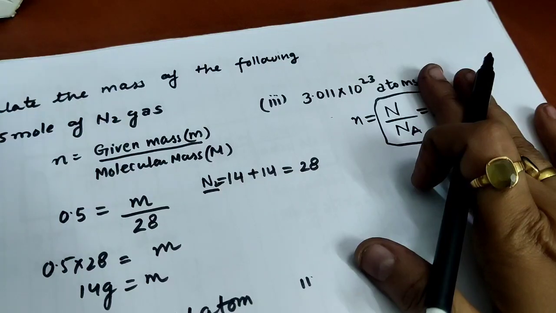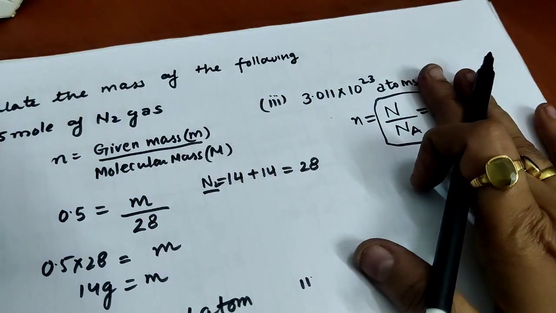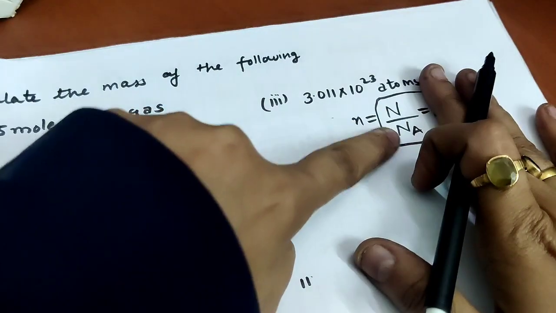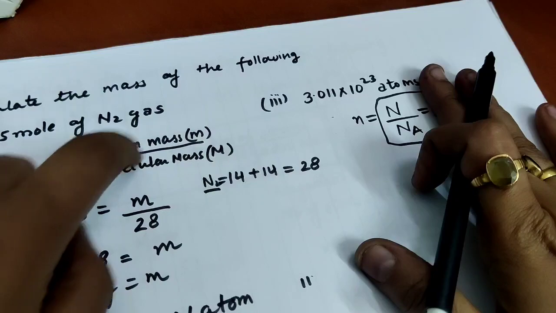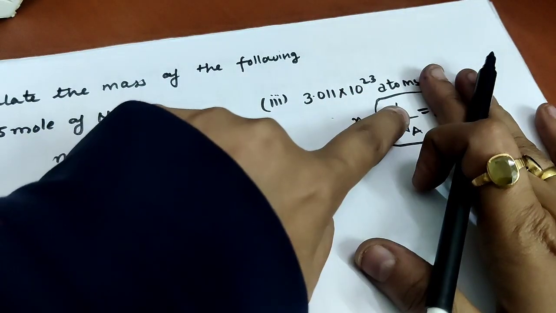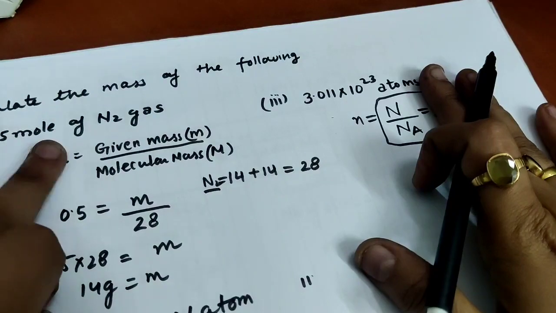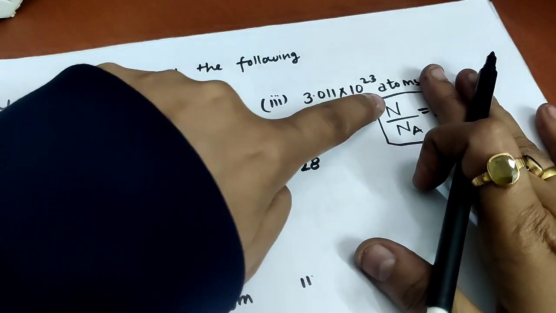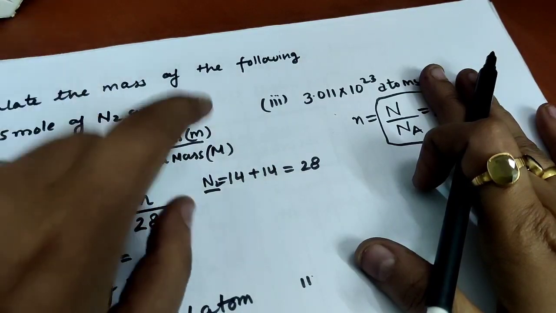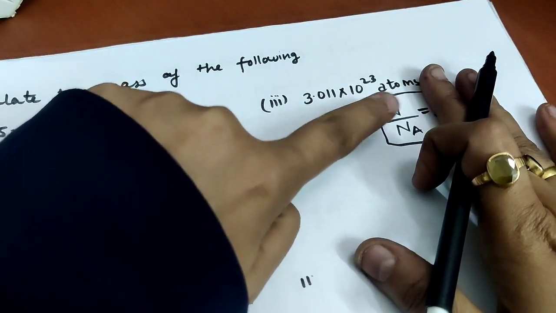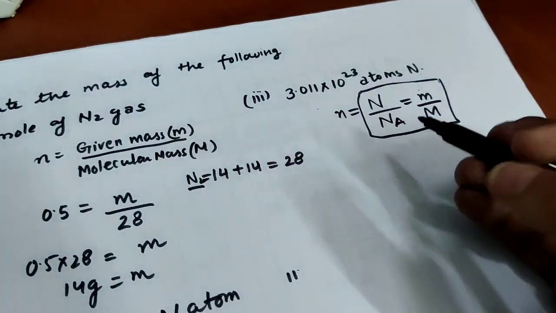Now the left hand side of both formulas is the same, which means the right hand sides must be equal. Like we do in maths, A is equal to B and B is equal to C, then A also equals C. So in the same way, n is equal to this and n is also equal to N by Na, which means given mass over molecular mass is also equal to the number of atoms divided by the Avogadro constant. So we get this new formula here.